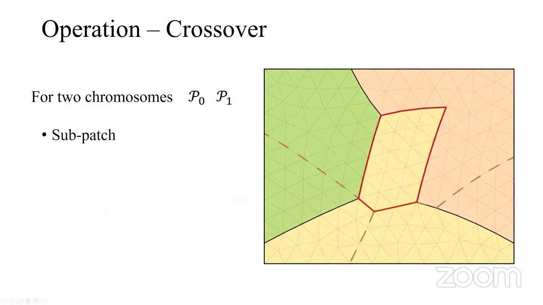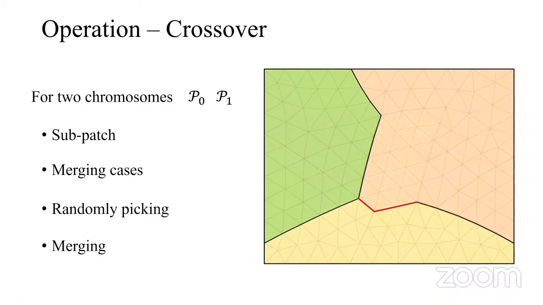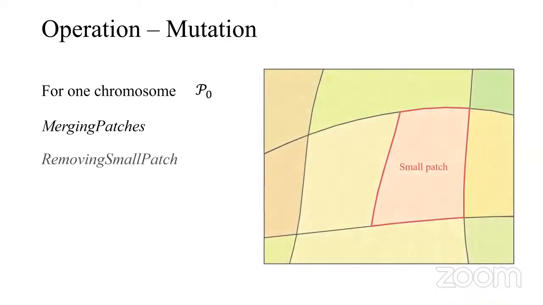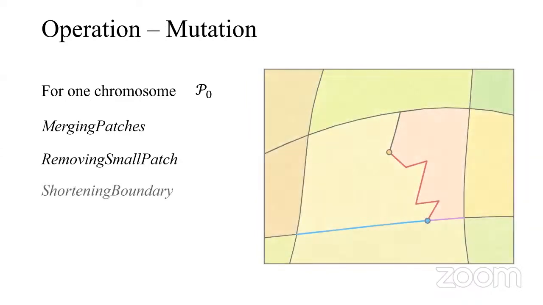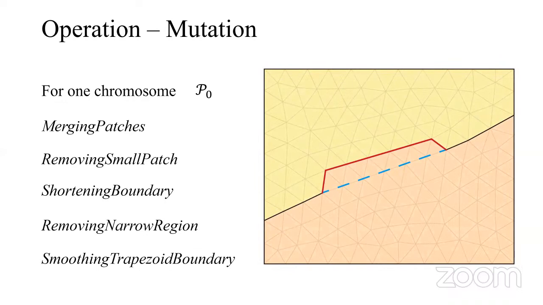Then we introduce the crossover. Our crossover operation receives two different chromosomes as input and outputs a new chromosome. It replaces a part of the patch boundaries of one chromosome with part of the patch boundaries of another one. Our mutation acts on a chromosome, and we develop five types of operations for different goals. At each time, we select one type of operation. They are the merging patch operation, the removing small patch operation, the shortening boundary operation, the removing narrow region operation, and the final one is the smoothing trapezoid boundary operation.